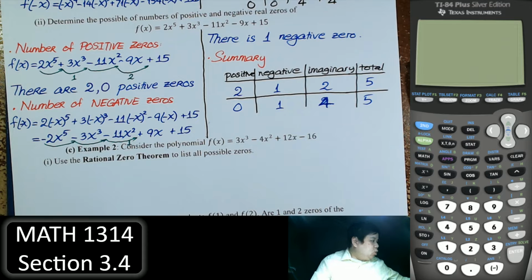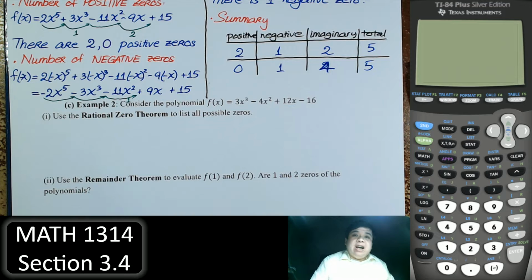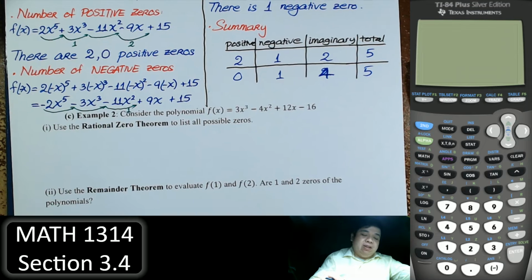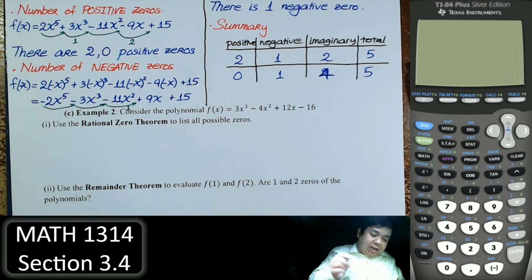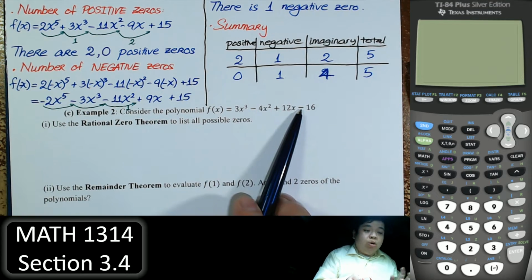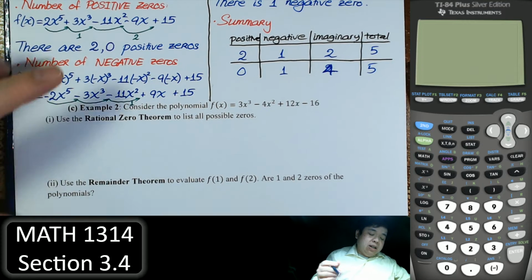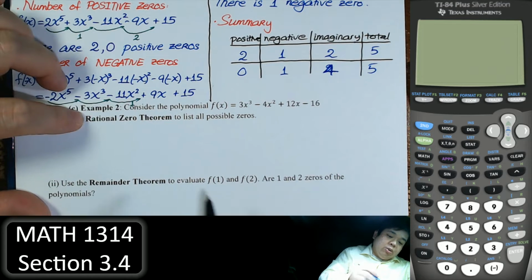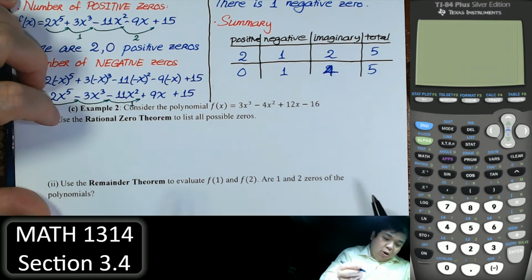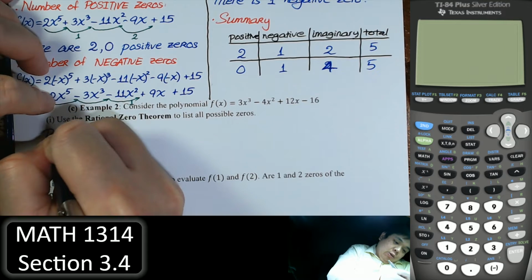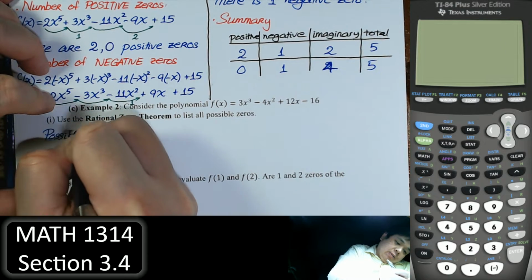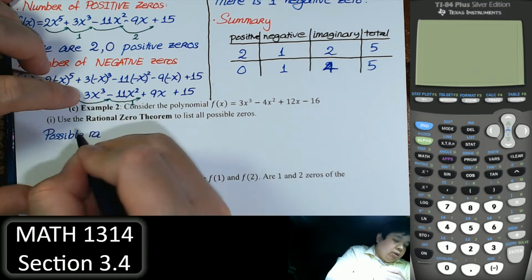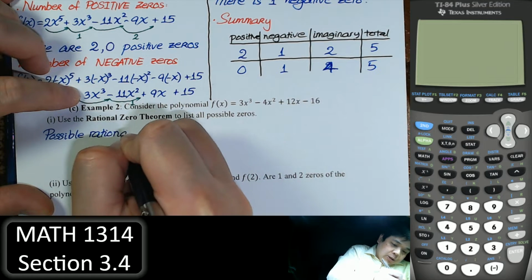Now the next 2 examples, I'm just going to review everything we have in this section or this chapter even. Right, now let's say we have the polynomial. Now we're going to try to find the zeros. Right, so first we list the rational zeros, use the rational zero theorem to list all the possible rational zeros.